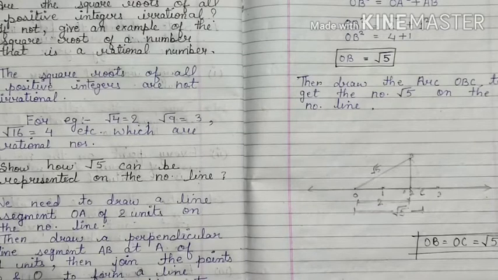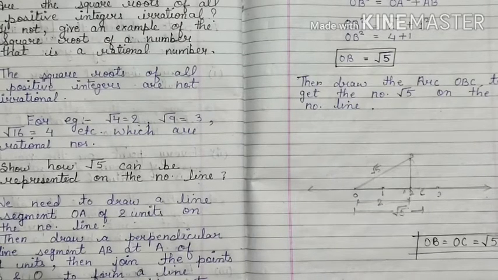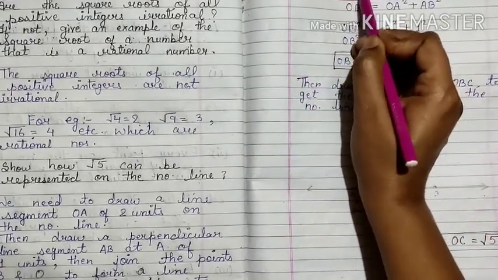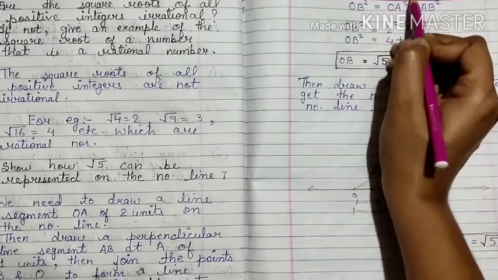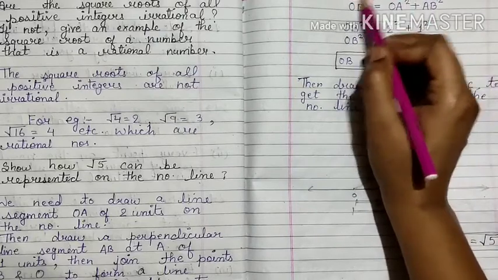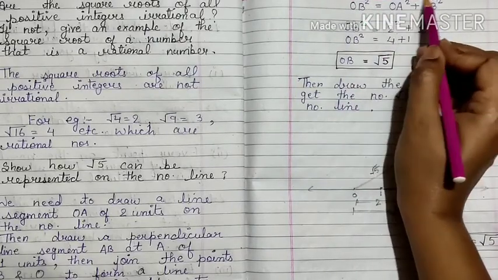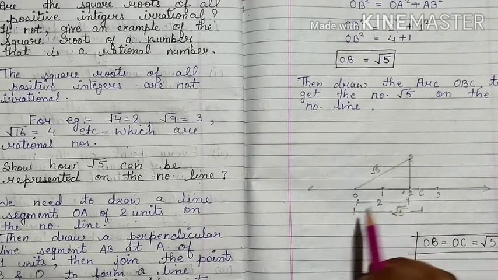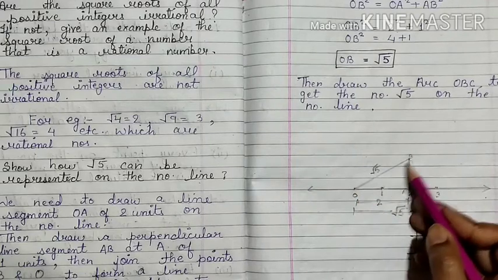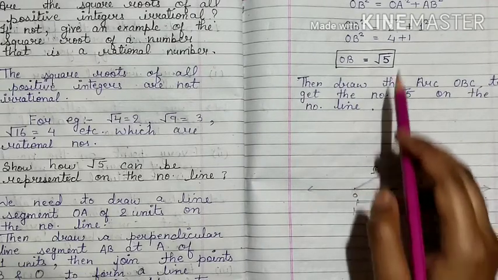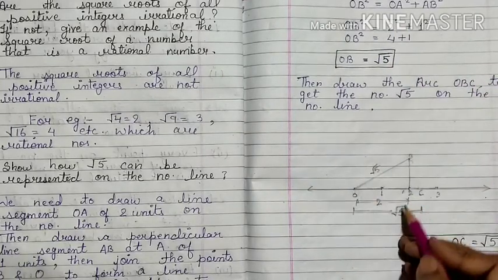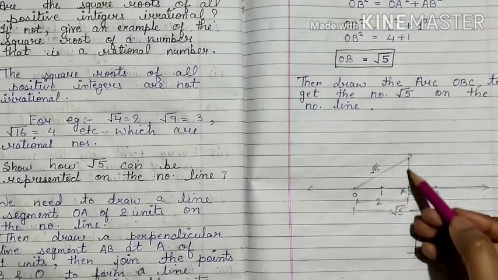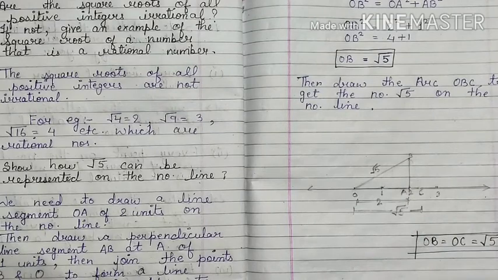First, we will do it according to the Pythagoras theorem. We know that h square is equal to p square plus b square. H is the hypotenuse, p is the perpendicular, b is the base. Here you can see, OB is the hypotenuse and OA is the base and AB is the perpendicular line.